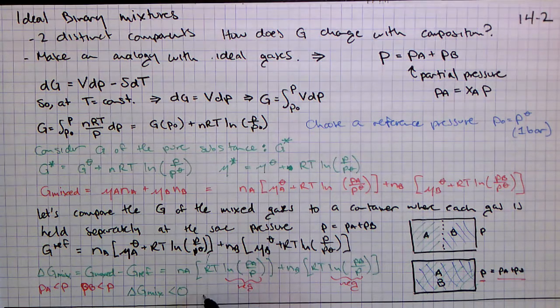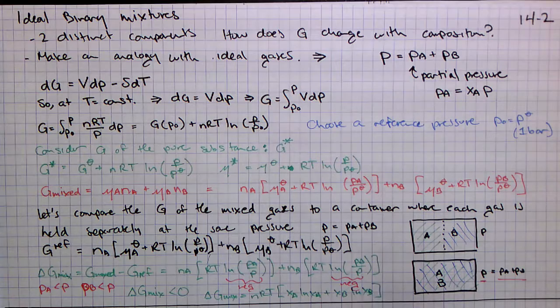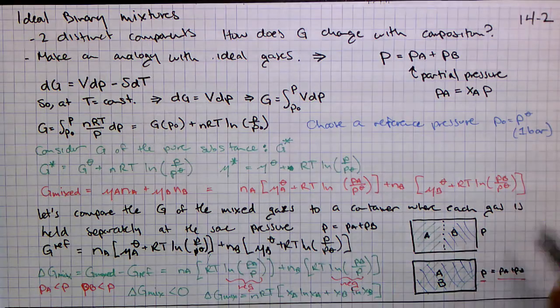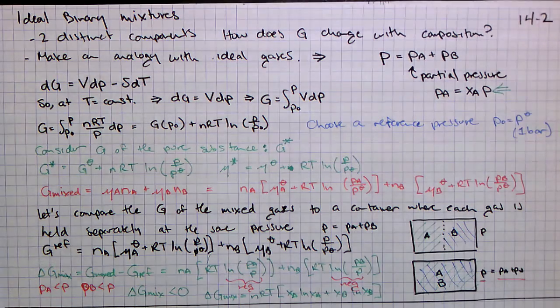And that delta G of mixing we can express as nRT times (XA ln XA plus XB ln XB), where the only thing I've done to get this expression is to just divide through by the total, or bring out in front the total number of moles times RT, and then use the fact that the partial pressure is related to the number of moles.